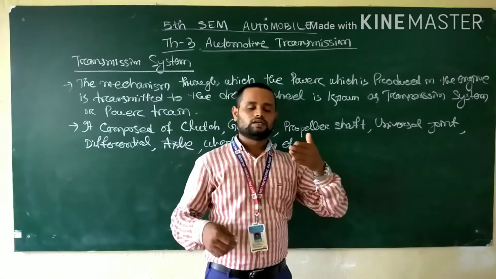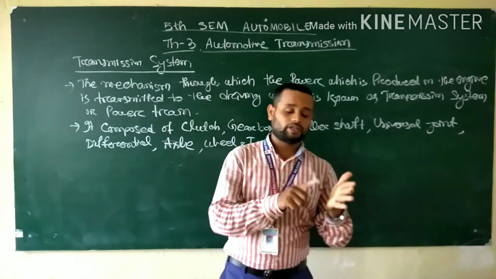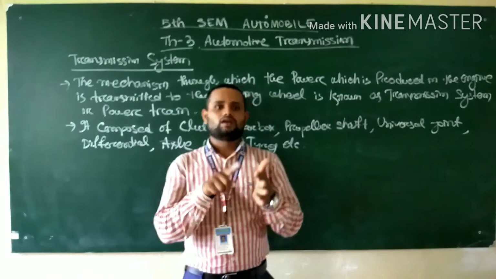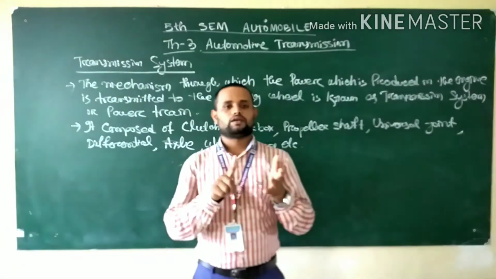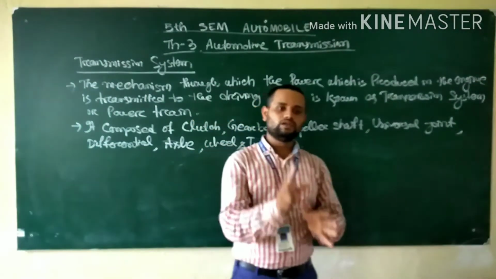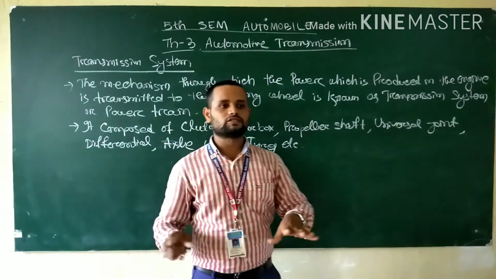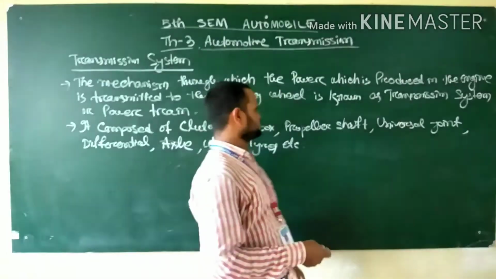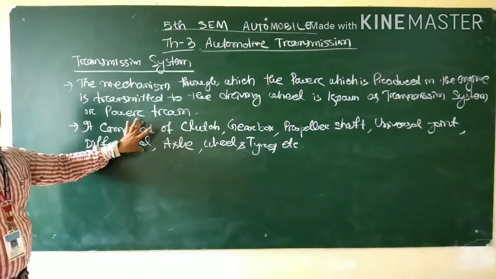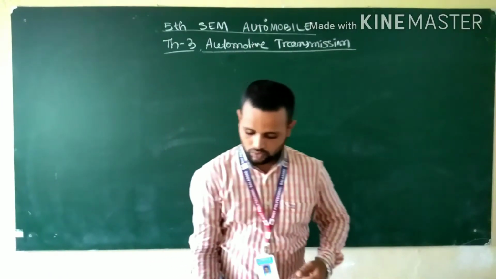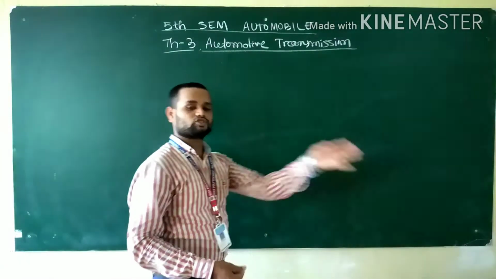In the next classes in this chapter we will study each term. That means we will first study clutch, then gearbox, then propeller shaft, then universal joints, then differential, rear axle, wheels and tires. We will discuss all the transmission units in the following classes. So this is the transmission system. These are the units of transmission system. Now I will make a diagram where you will find all the transmission units.